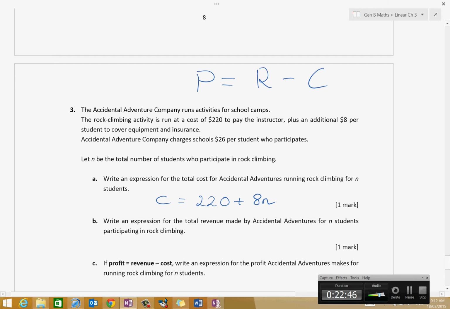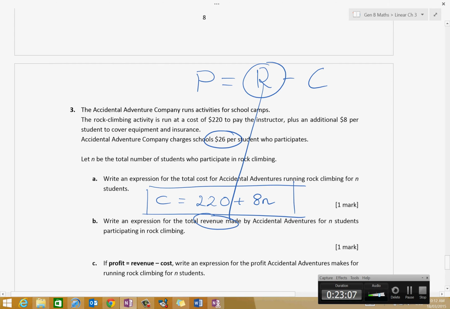No, because it charges school kids. Is that part of their cost? That's their revenue, isn't it? Think about it. We'll write an expression for the total cost. No. Write an expression for the total revenue. Money they're getting in is revenue. Okay, this is money that they have to spend, like they have to pay their employee $220 and they have to buy equipment and stuff, and it's on average $8.